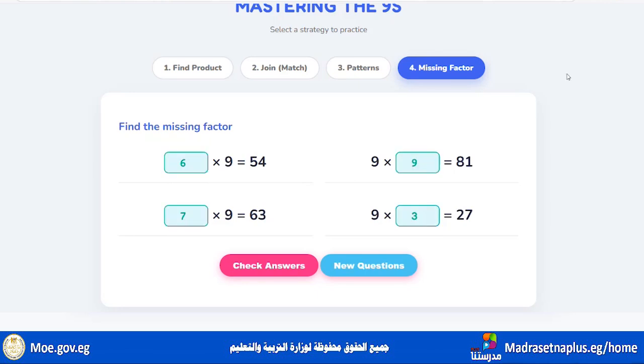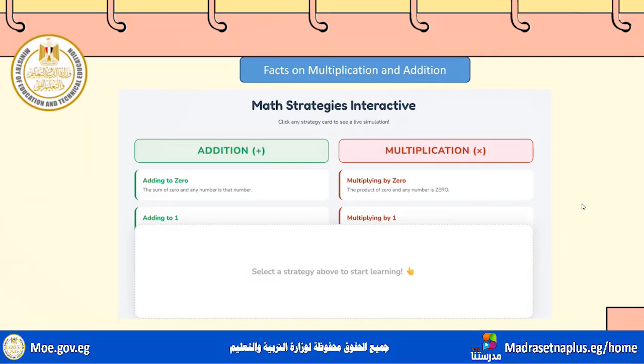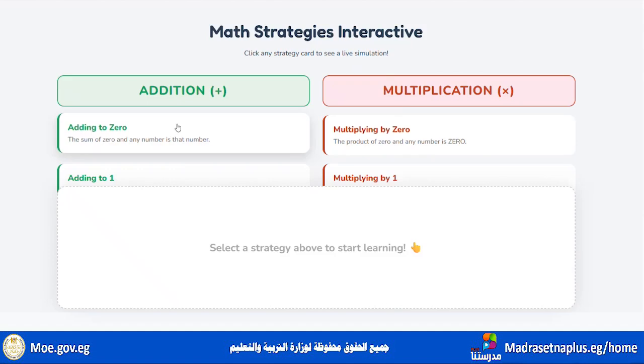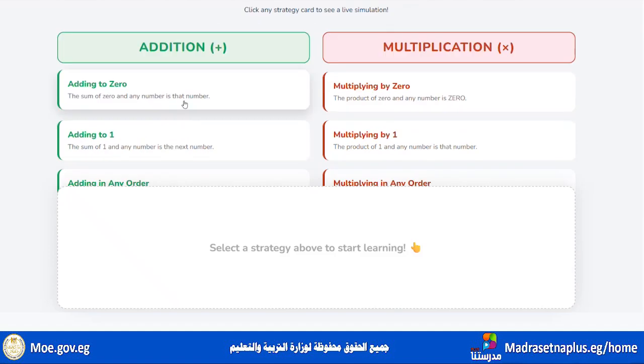Let's finish this activity. Now, facts on multiplication and addition. Take care here. Adding to 0.